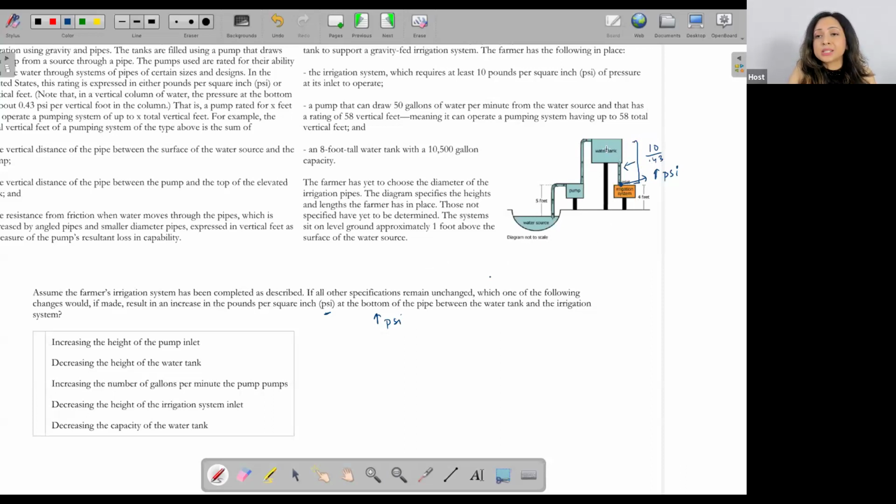All right, so now they're saying that the PSI has to increase over here. Then what can lead to an increase of the pressure over here? Now, I know that the pressure will increase if the vertical height increases, because I have a pressure of 0.43 PSI for every 1 foot of vertical height. So if I want to increase the total PSI, I have to increase the total height of the vertical column. All right.